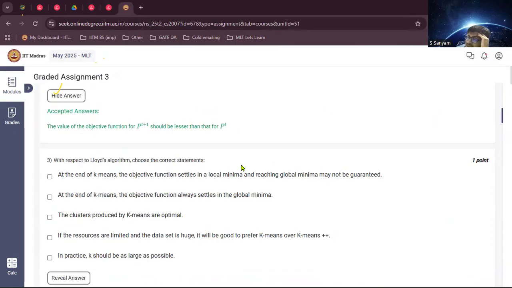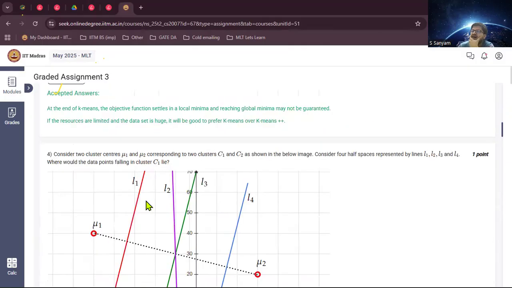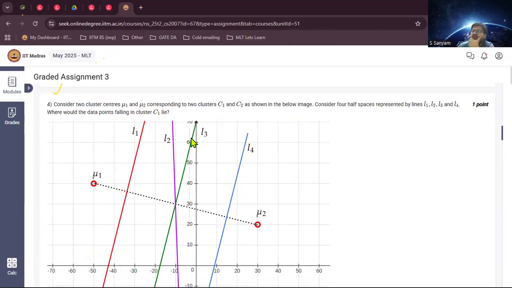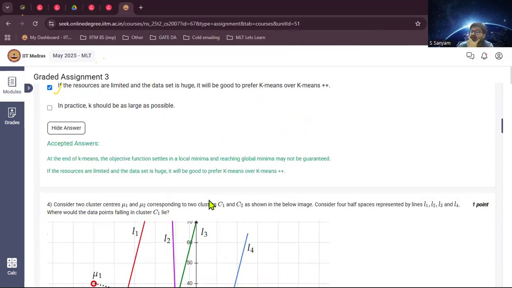At the end of Lloyd's K-means, the objective settles in a local minimum. I have explained this during the session also. If the resources are limited and a large data set is used, it is good to prefer K-means over K-means plus plus, because assigning K data means is also a tedious task. So randomness is okay when a large data set is used. Basically, all the points from left to L3 will be assigned to this cluster 1.